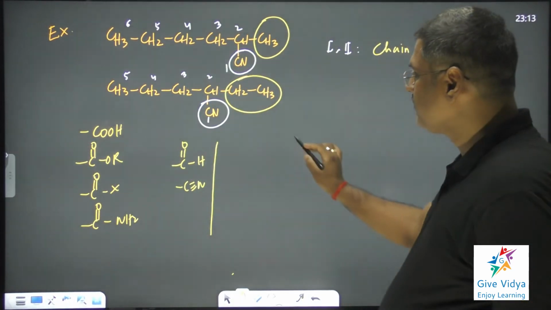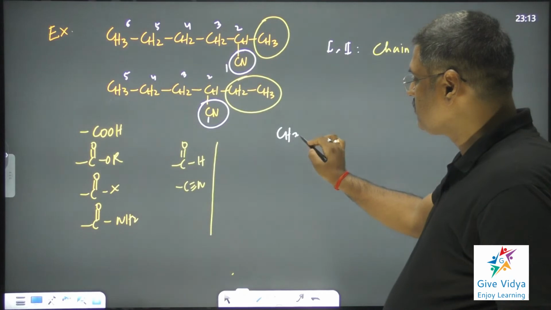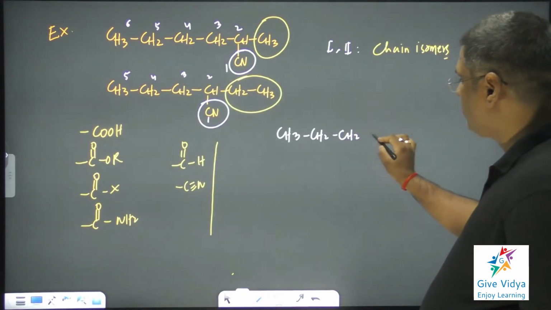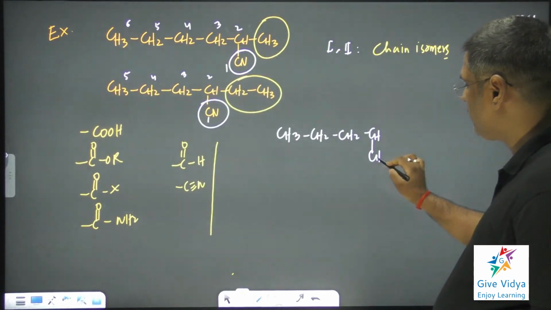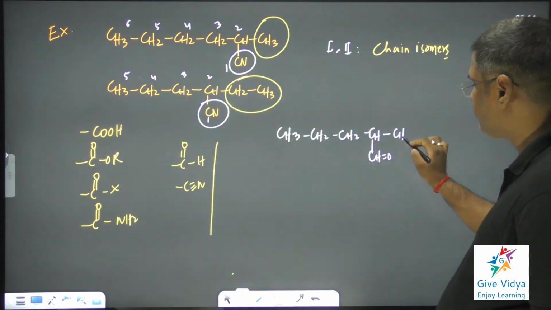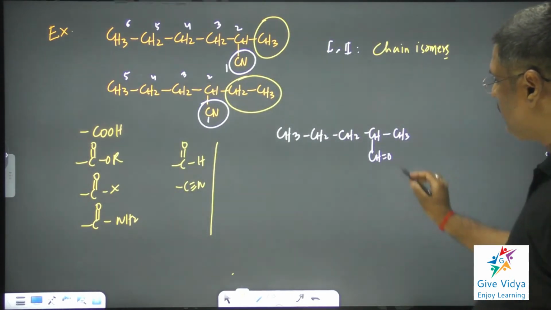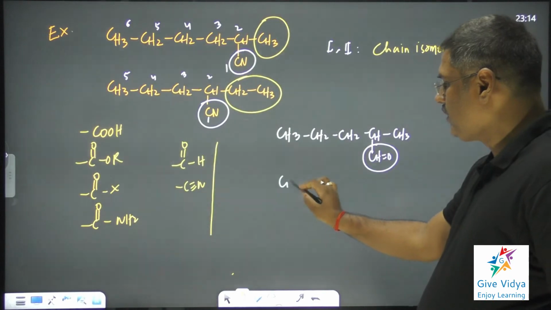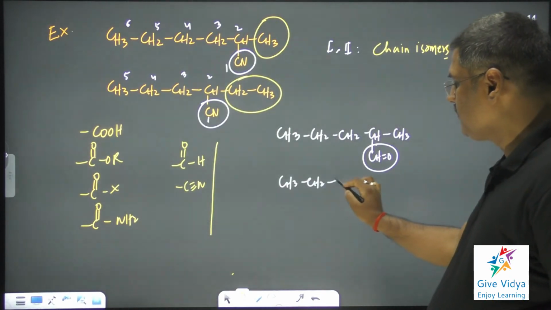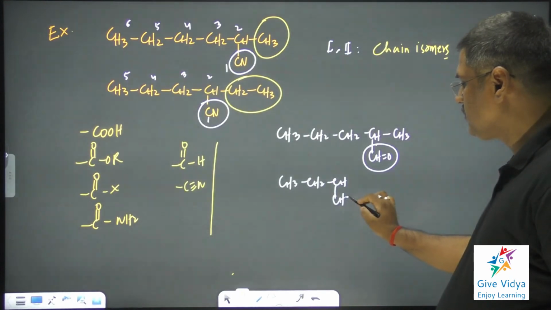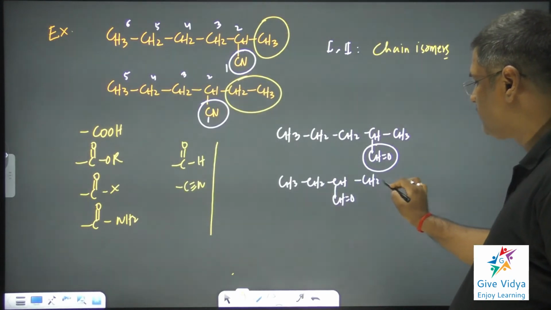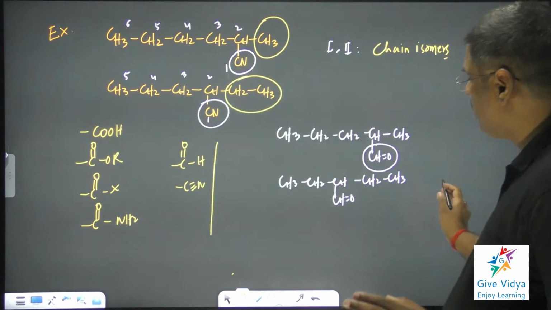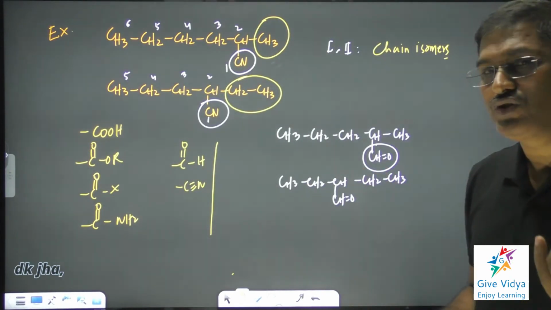You can change. First you see this one, CH3, CH2, CH2, CH, CH double bond O, and CH3. If we change the position of the CHO from here to there, CH3, CH2, CH, CH double bond O, CH2, CH3. What are these two? These two are no more position isomers. These two are chain isomers.